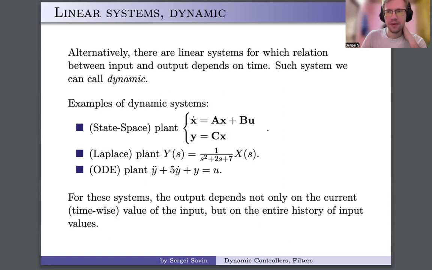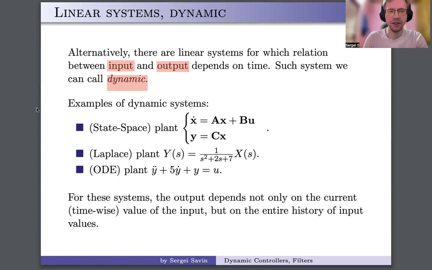So that is not the only way those things work. For example, we can have linear systems where the relation between input and output depends on time. So far we were talking about systems where those things are independent of time. It can be the opposite. They can depend on time. Those systems we will call dynamic.